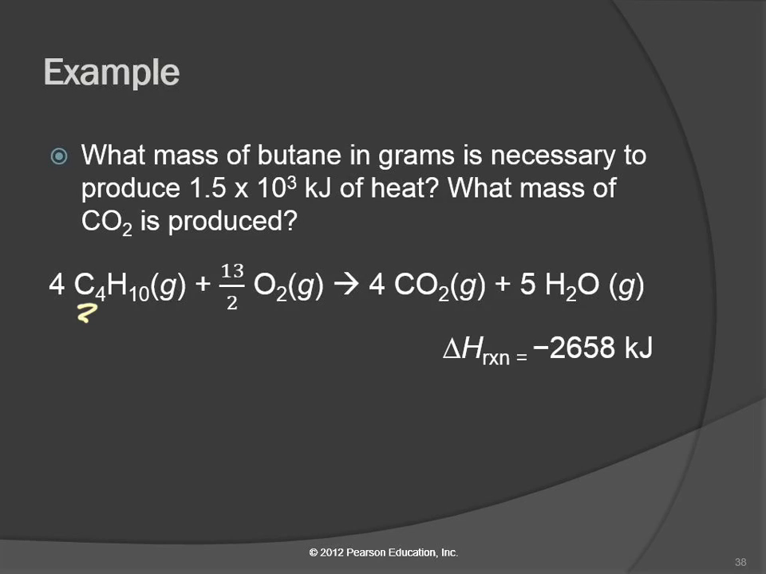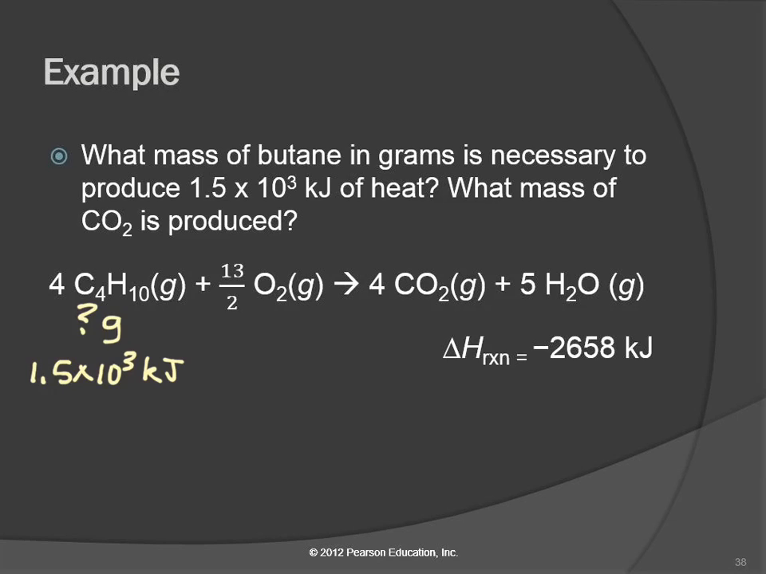So we want to know how many grams of that, and we're producing this much heat. So this is the number I'm going to start with. 1.5 times 10 to the third kilojoules. Just work backwards to find the grams? Yeah, I'm just going to do a very similar calculation to the previous one, but it's backwards, starting with kilojoules and going to grams instead of starting with grams and going to kilojoules.